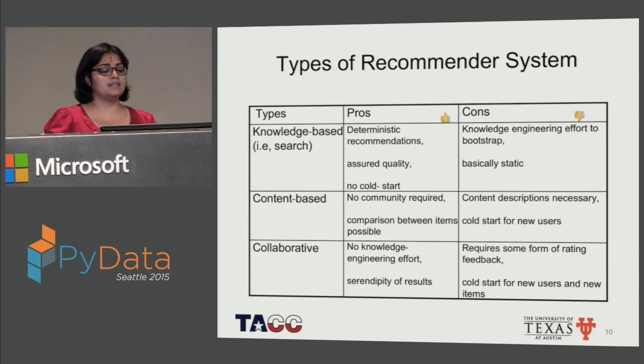There are broadly three types of recommendation systems that we see. One is knowledge-based, where you actually try to engineer the knowledge, bootstrap whatever knowledge you have available, and try to do a static recommendation. But as I explained, it's the search. It comes with some pros and cons. The con is basically that it's static, and the pro is that it does not have a cold start problem.